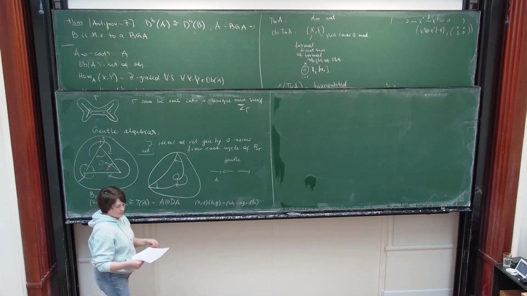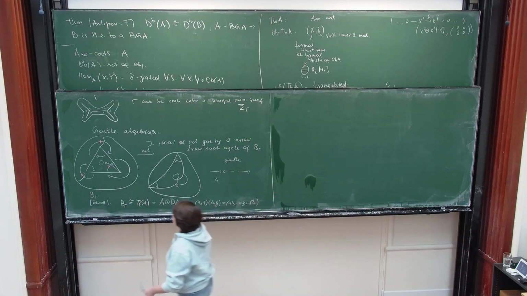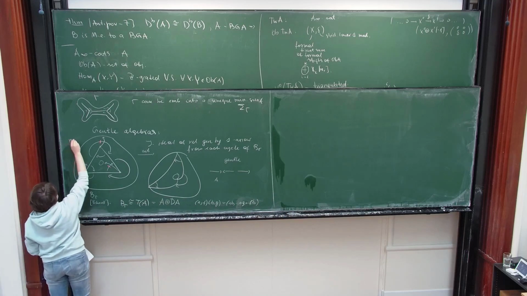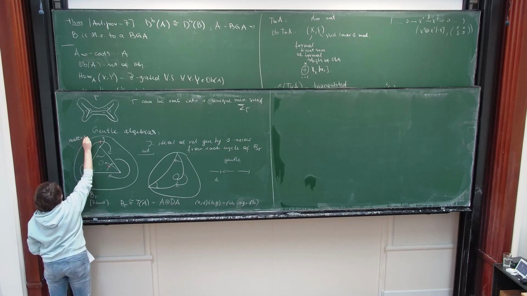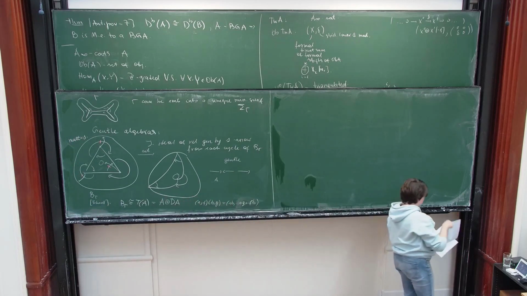A question, do you have an assumption on the multiplicities, or is this for arbitrary multiplicity? This is for multiplicity 1. Thanks a lot. Yes. Yeah, thank you. Okay.